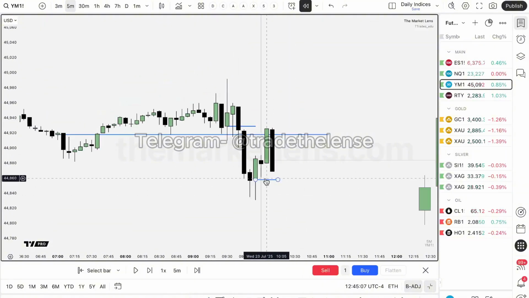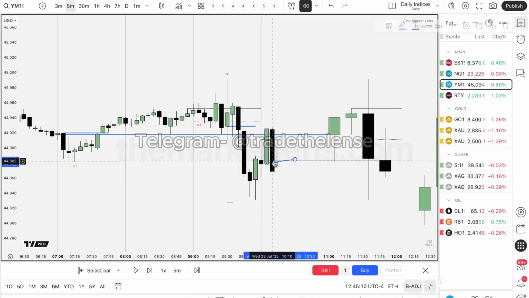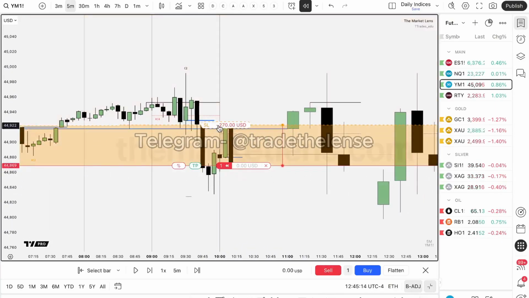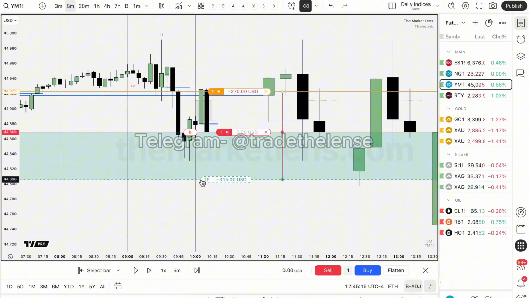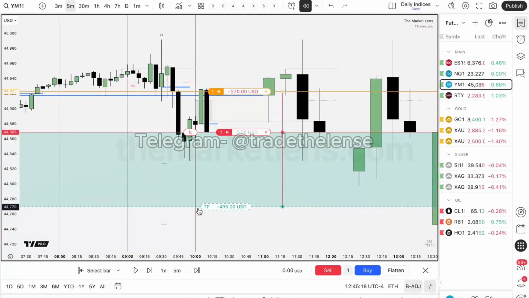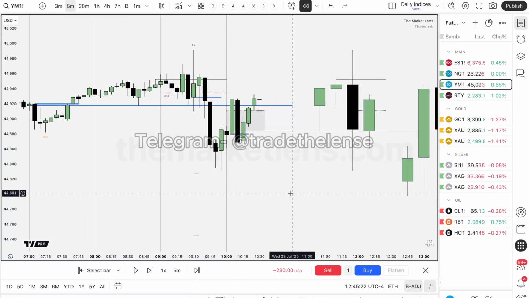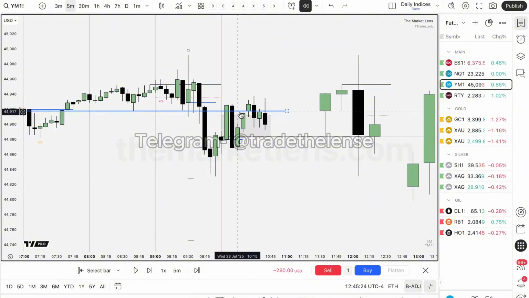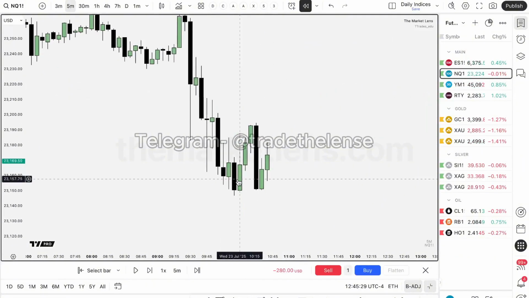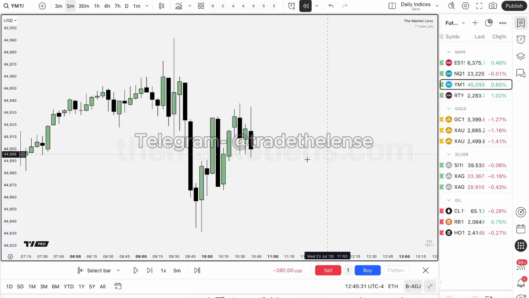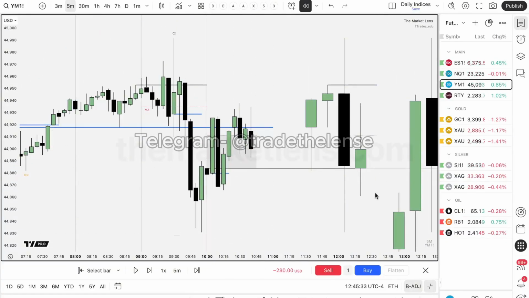Wait, if you wanted to short it, sure, you could in here. Technically valid. Just sell that. Put your stop there. 2R. Oh wow, I don't know what just happened, but it would stop you out. It's just one of those things where this short on NQ works. The short on YM doesn't, because you're trading the strongest asset short.